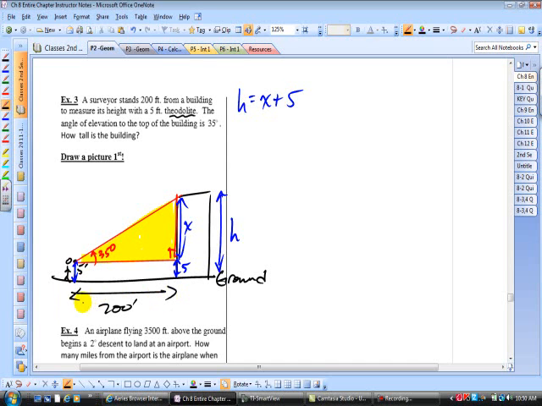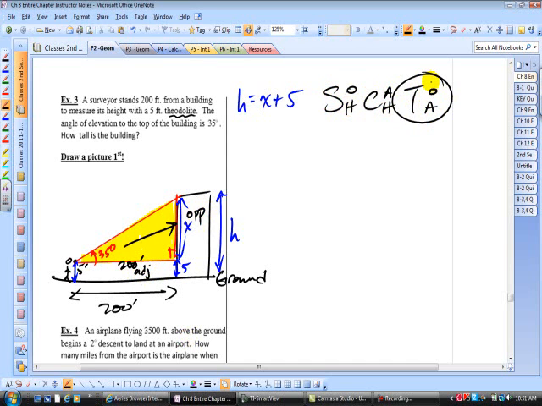So since the theodolite is 200 feet from the base of the building, that means the base of the triangle is also 200 feet. Now, what side does 200 represent on the triangle with respect to the angle 35 degrees? Adjacent. So it's the adjacent side. And opposite of that is x. What function are you guys thinking of? Tangent. Tangent function. We're going to use the tangent function.